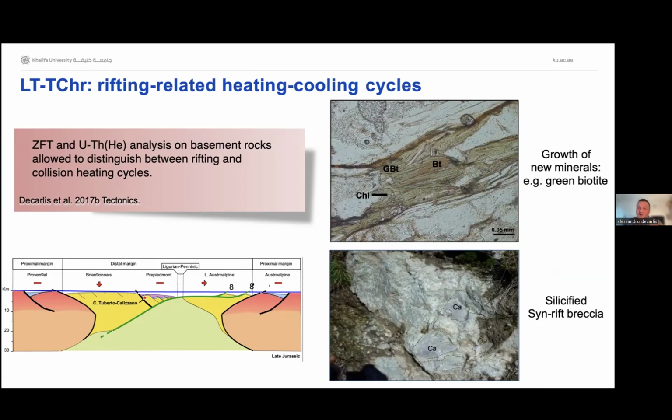And we don't know because we never went back to this after the 2017 paper. We planned to, but we were unable at one point. We find the same kind of greenish biotite in another place of the Alps where the distal margin was. So it's like a sort of indicator for us. There was for sure a connection between this biotite and this kind of heating.